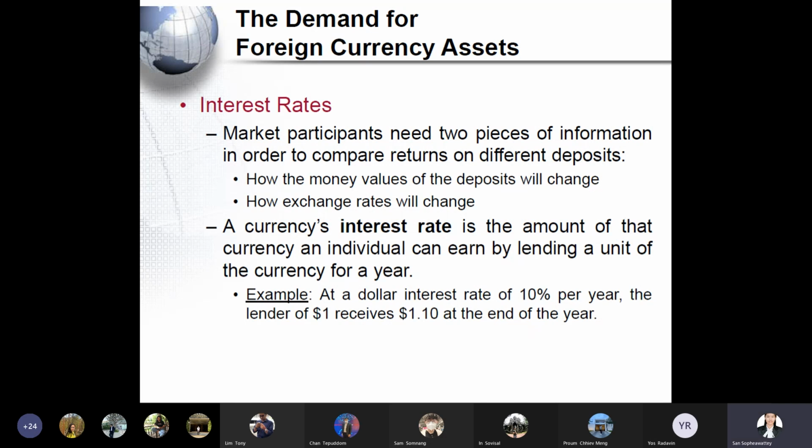The interest rate plays an important role in the foreign exchange market because the large deposits traded in the foreign exchange market pay interest, each rate reflecting its currency denomination. As I mentioned, at a dollar interest rate of 10% per year, the lender receives $1.10 at the end of the year. So it plays an important role in the foreign exchange market.